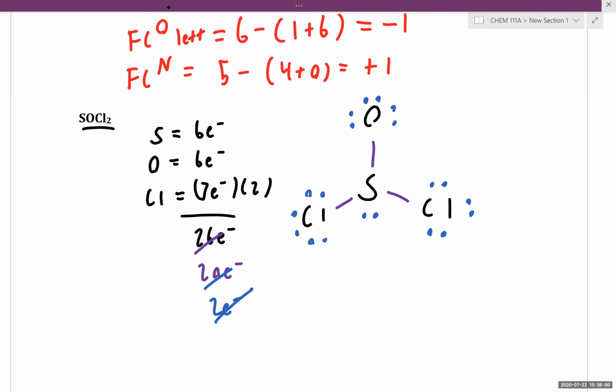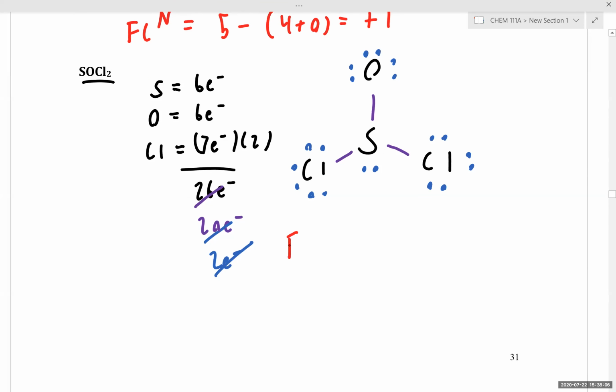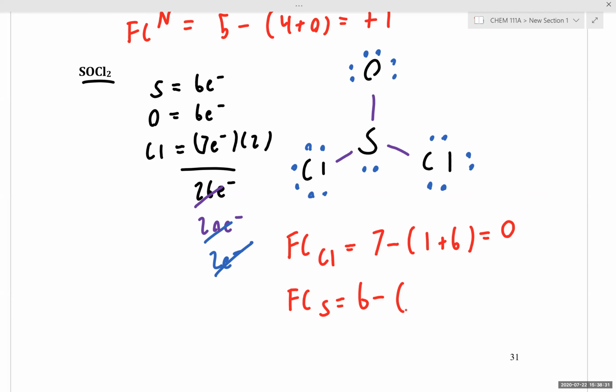We've fulfilled the octet rule, but, and now this is a bit of an odd stipulation, let's look at our formal charges. For the formal charge of chlorine, we have our group number of 7 minus our 1 bond plus our 6 lone pair electrons, which gives us a formal charge of 0. For the formal charge of sulfur, our group number is 6. How many bonds is sulfur forming? 3. And how many lone pair electrons does sulfur have? 2. That gives us a formal charge of sulfur of +1.